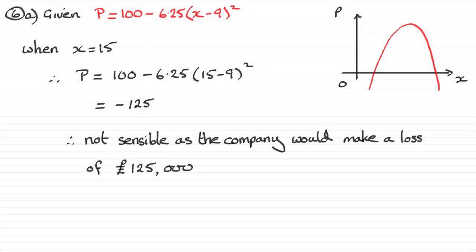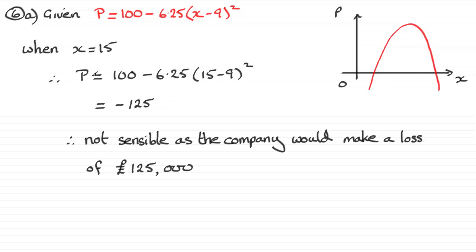So for this part of the question then, we're given the equation for the profit P against the selling price X of the toy. I'm asked to say why X equals 15 pounds is not a sensible price to sell the toy for. So you just got to substitute X equals 15 into our equation here, and what turns out is a negative value, minus 125.